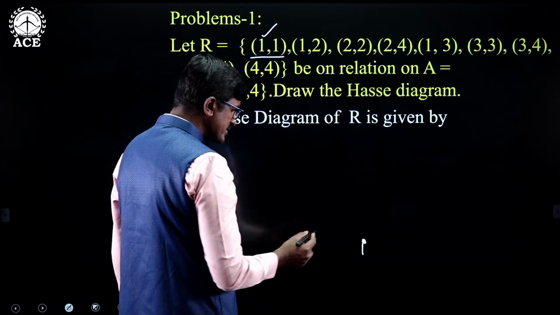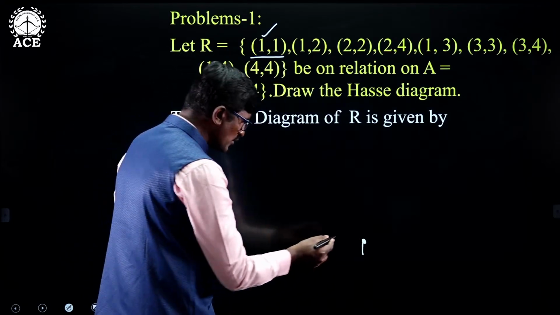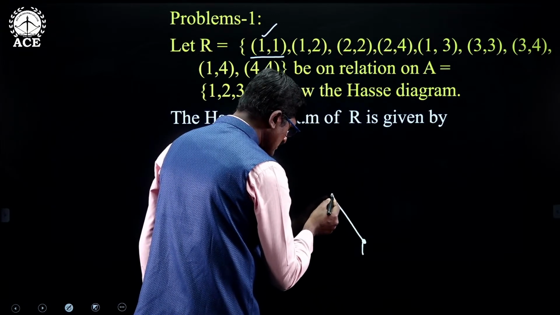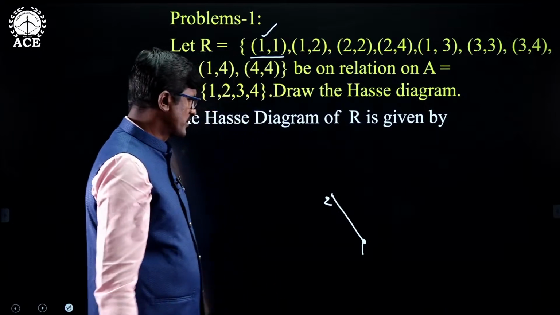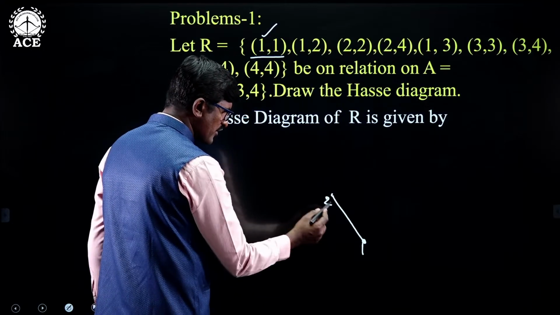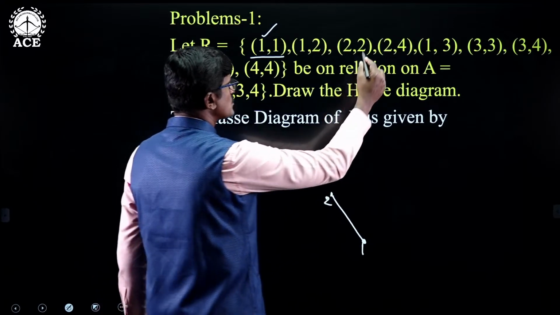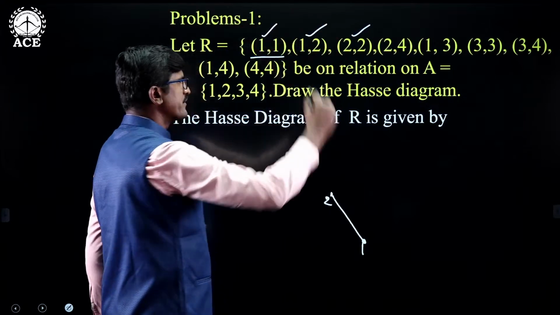Next, 1, 2 is there. When there is an edge from 1 to 2, 1 must be downwards and 2 must be upwards. Look at this, I am drawing 1 downwards and 2 upwards. So there is an edge from 1 to 2. Dot 2 means 2, 2. So 1, 2 is also over.